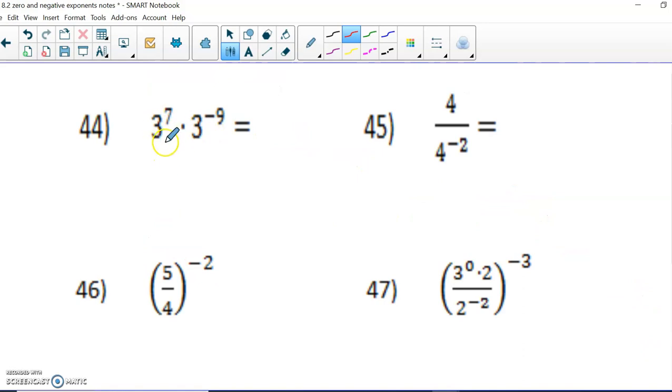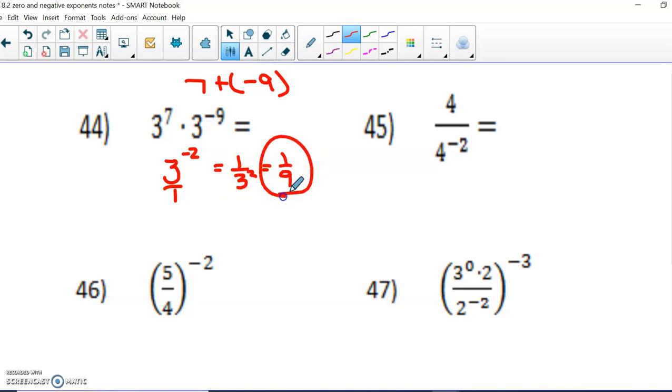All right, we're going to combine our rules from the 2 days. We're multiplying exponents with the same base. So we said, when I do that, what I do is I add the exponents together. So I take 7 plus a negative 9. That's going to give me 3 to the negative 2 power. And now today's rule: if you have a negative exponent, we're going to flip that 3 over 1 upside down and make it 1 over 3. Now that 2 becomes a positive. 3 to the 2nd power means 3 times 3, or 1 over 9.